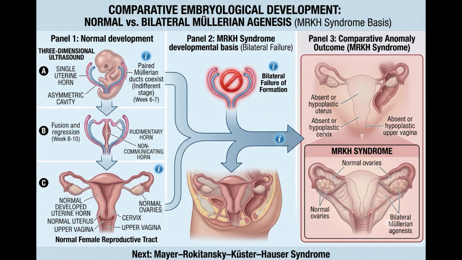Failure of both Müllerian ducts to develop results in bilateral Müllerian agenesis. Instead of forming the uterus, cervix, and upper vagina, these structures are absent or severely underdeveloped. This developmental defect forms the embryological basis of Mayer-Rokitansky-Kuster-Hauser syndrome, commonly known as MRKH syndrome. Because MRKH syndrome has unique clinical features, genetic associations, and important systemic abnormalities, we will examine it separately in the next section before continuing with the remaining Müllerian duct anomalies.